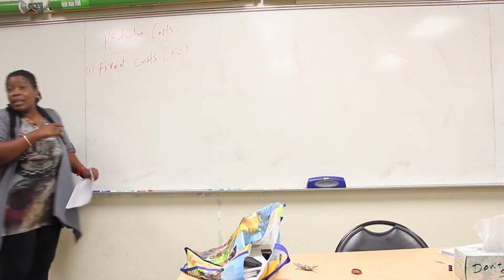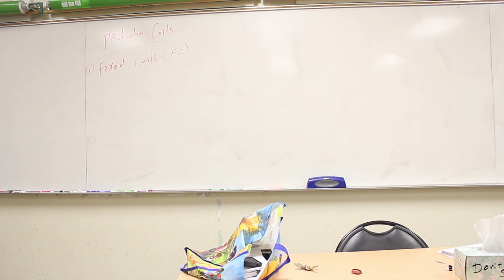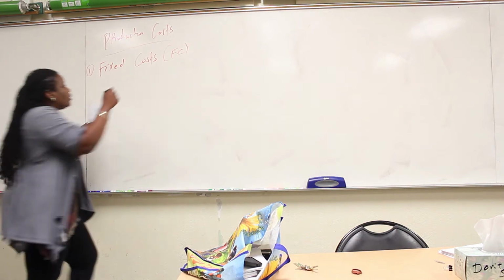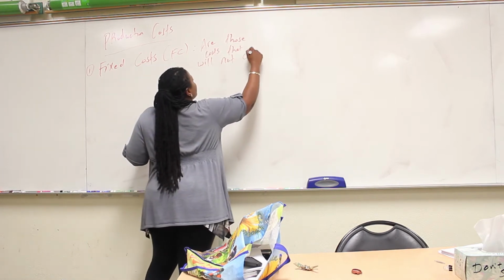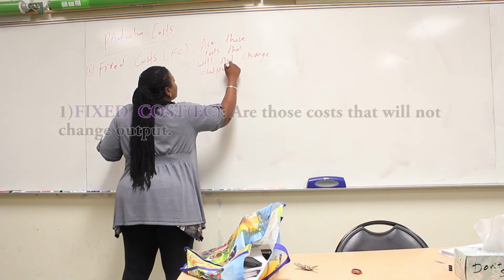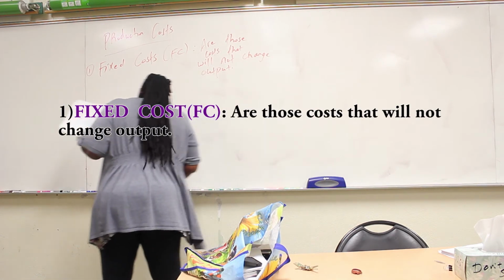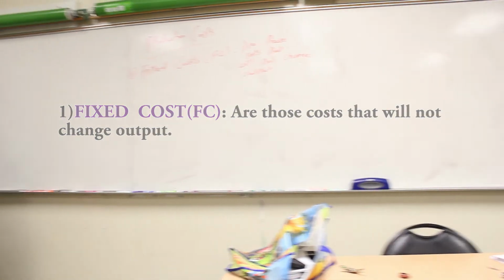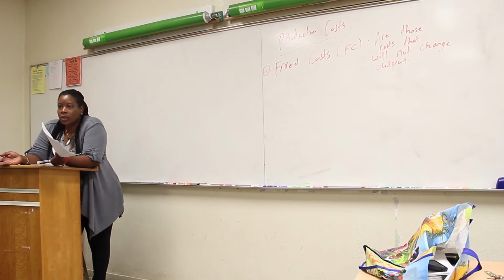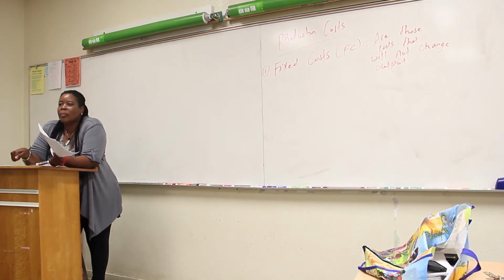FC. Again, please get used to the acronyms. So total fixed costs, FC. Now these costs, fixed costs, are those costs that will not change with output. So output is 0, you gotta pay these costs, a certain amount. Output changes to 10 units of the good, you still gotta pay these costs, the same amount. Output changes to 1,000 units, you still gotta pay these costs and you're still paying the same amount.